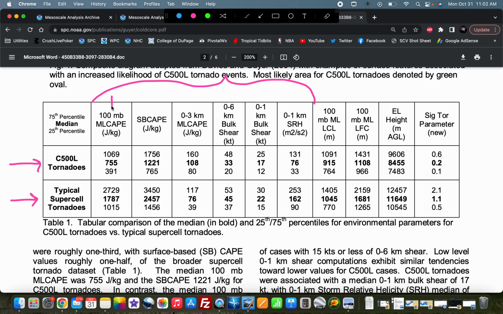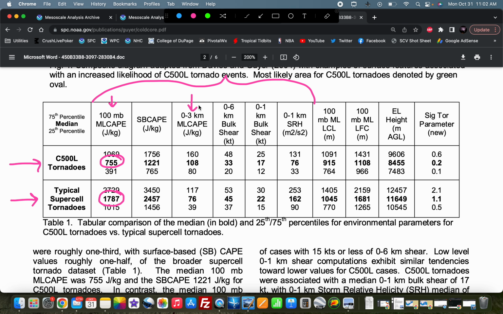Notice that the mixed layer CAPE here is much less with cold core tornado events than it is with typical supercell events. Median value of just under 800 joules per kilogram mixed layer CAPE with cold core events, almost 1,000 joules per kilogram less than the median value for a typical supercell tornado event. So you can see that the overall instability is much, much less with these cold core tornado events than with a typical supercell tornado event.